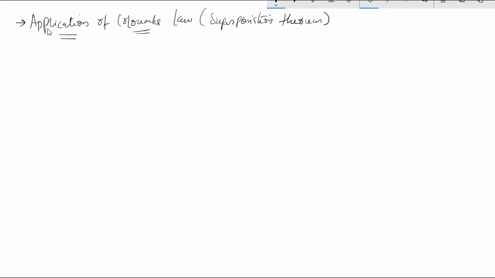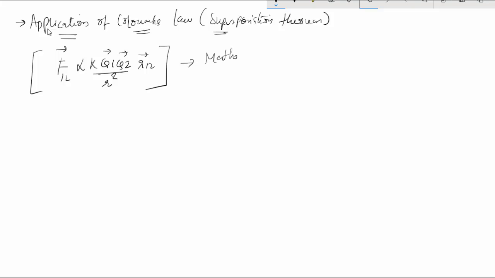So this lecture is about the application of Coulomb's law with the superposition theorem. So Coulomb's law says that F is directly proportional to k q1 q2 divided by r square. That is, the force between 1 and 2 is directly proportional to k q1 q2 divided by r square. So this is the mathematical form of Coulomb's law.